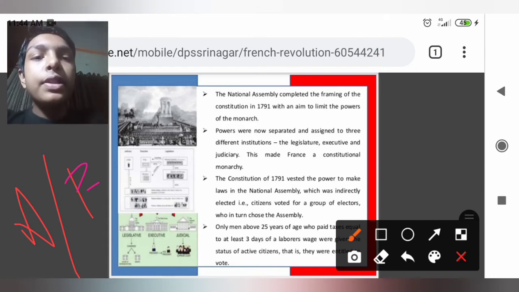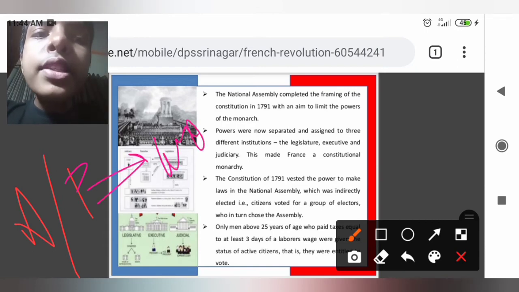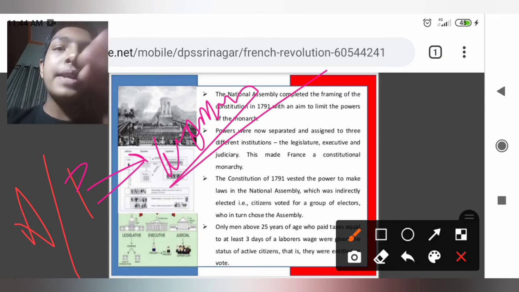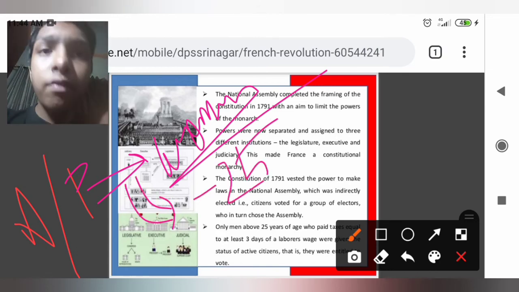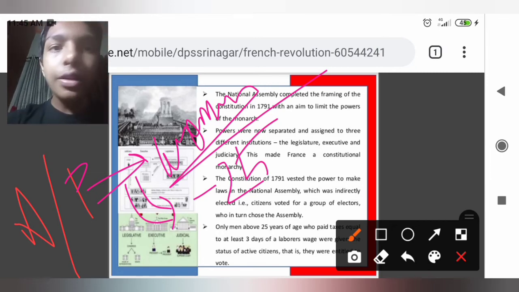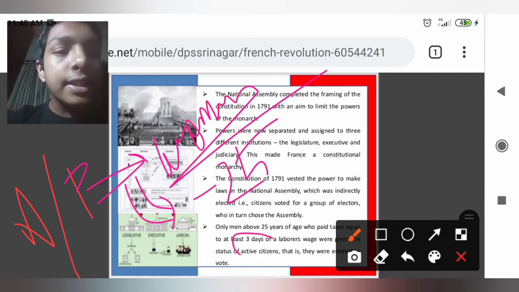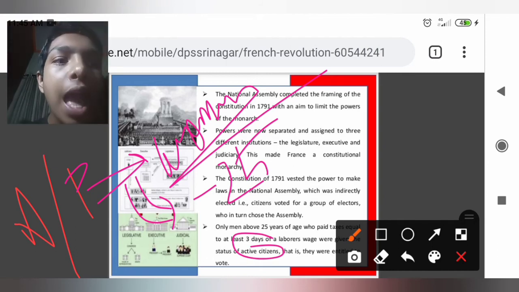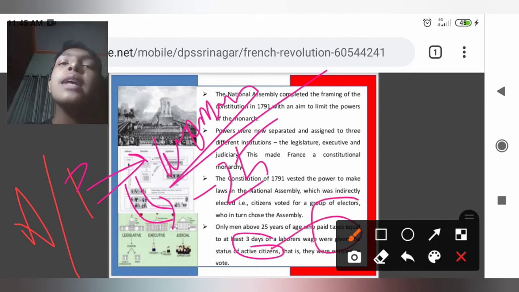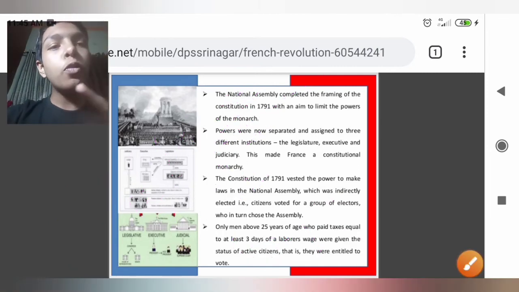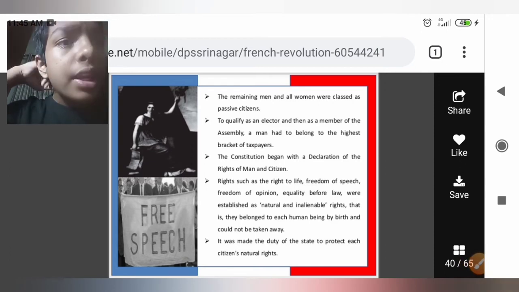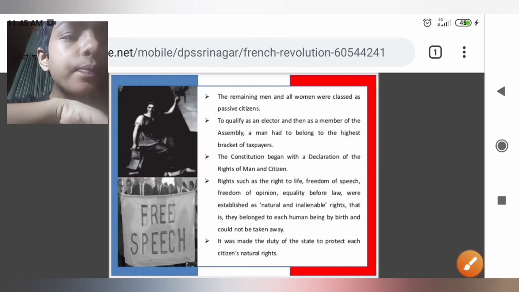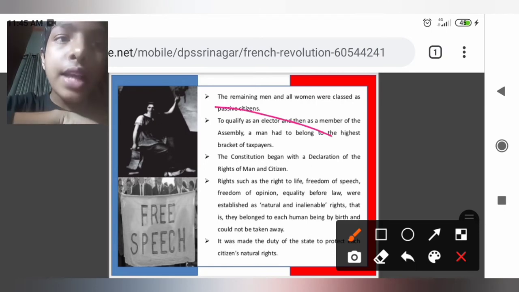Now passive citizens. So first of all women were passive. Then one, age minus 25, जिनका एज 25 नहीं था वो they were passive, और 3 days का labor wage नहीं था, they were passive, and who has not paid taxes, they are passive, right? Just opposite you need to write. So you have secured 4 marks. Next, the remaining men and all women were classed as passive citizens, as I told you, right?